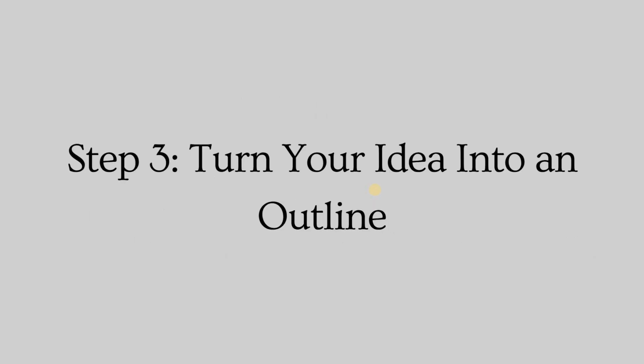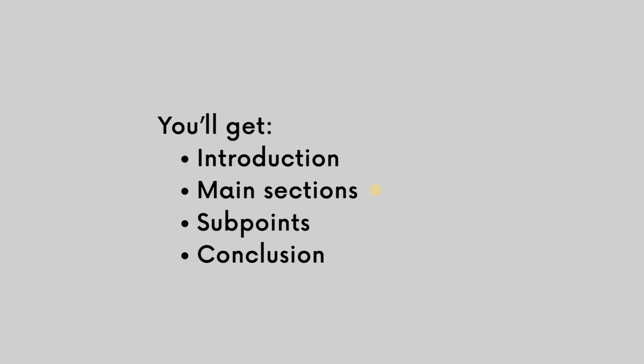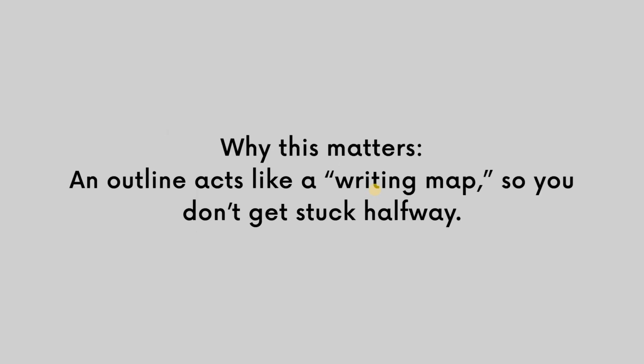After this, you can turn your idea into an outline. Once you pick an idea, ask ChatGPT to structure it for you. Now, let me show you this example prompt. You can tell it to create a detailed blog post outline for 5 simple home workouts for beginners with no equipment. Now, when you write a prompt like this, you're going to get something like introduction, main sections, subpoints, and conclusion. Why this matters is an outline acts like a writing map, so you don't get stuck halfway.